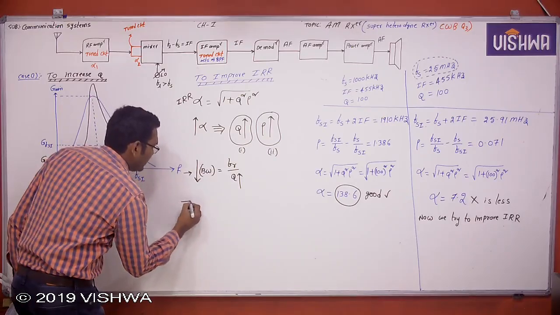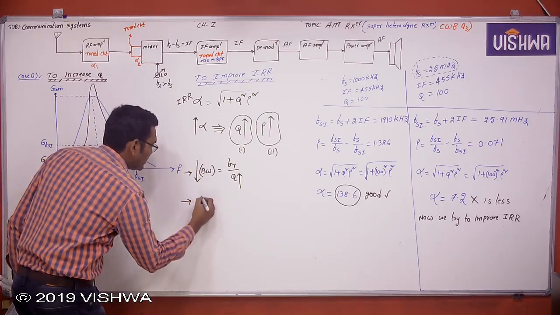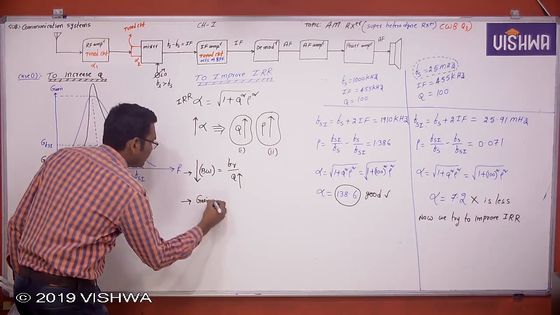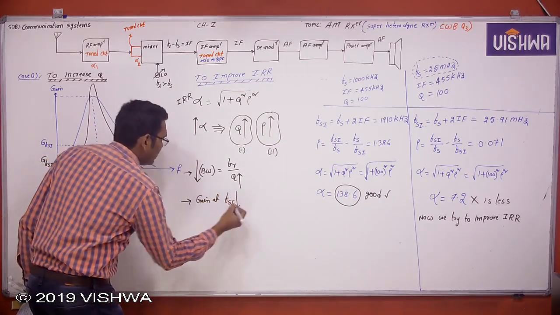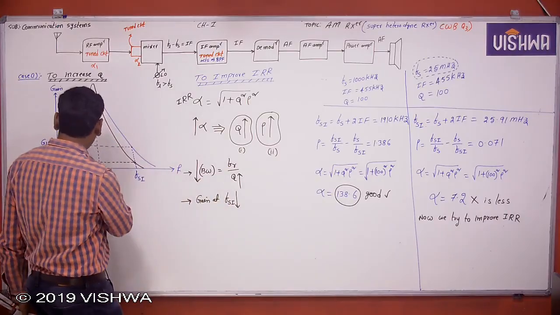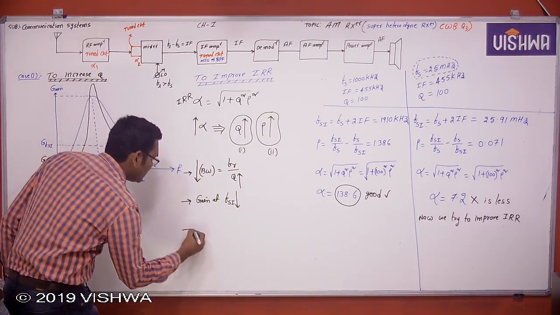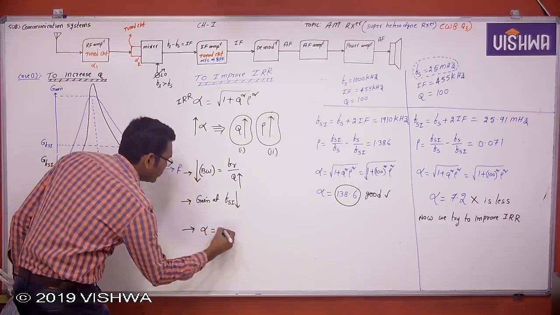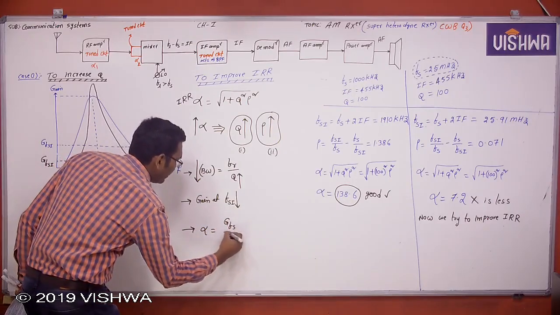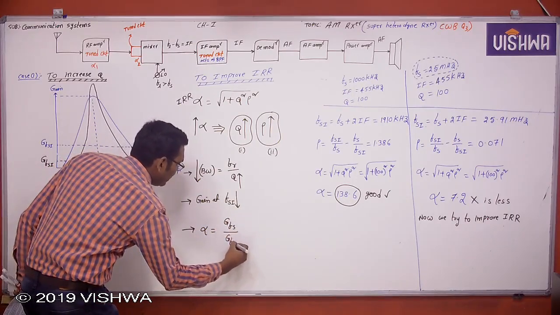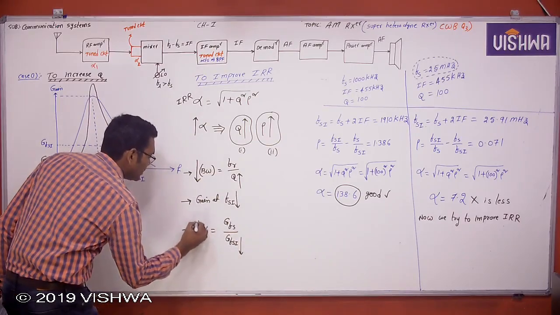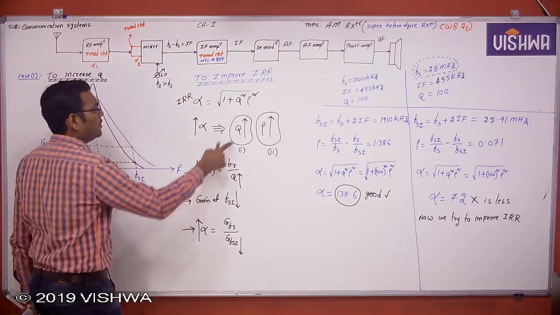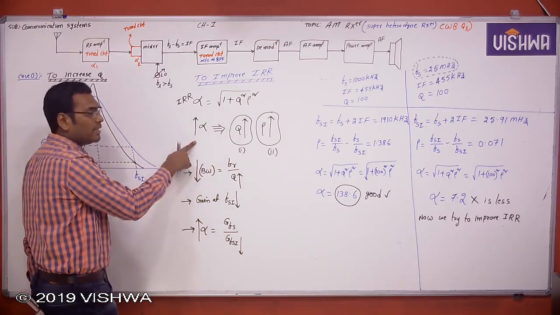Now the second step is when bandwidth decreases, gain at FSI is decreased. When gain at FSI is decreased, what is image rejection ratio? Gain at Fs to the gain at FSI. When gain at FSI is decreased, image rejection ratio is increased. So what we want? We want to increase the image rejection ratio.